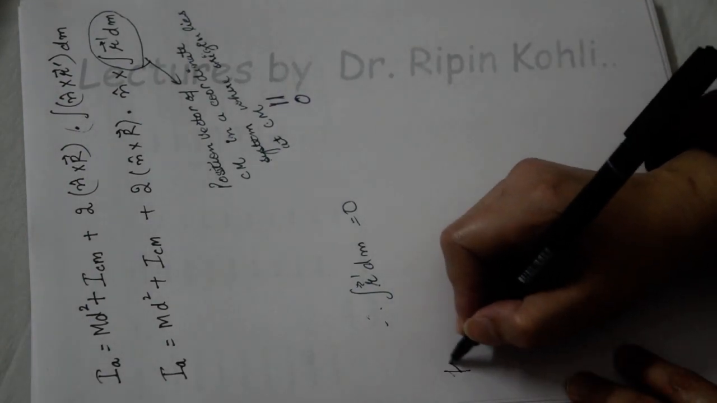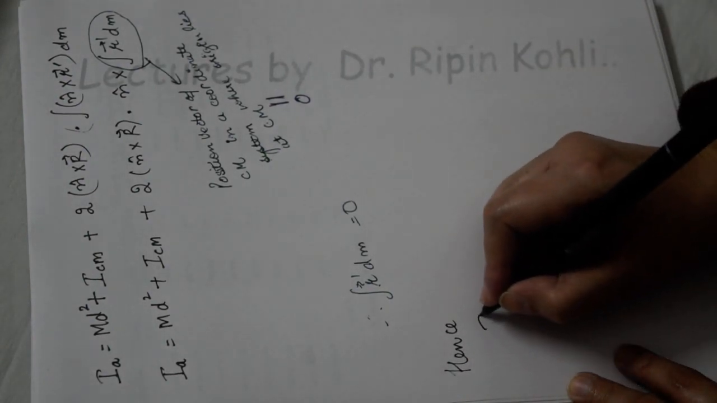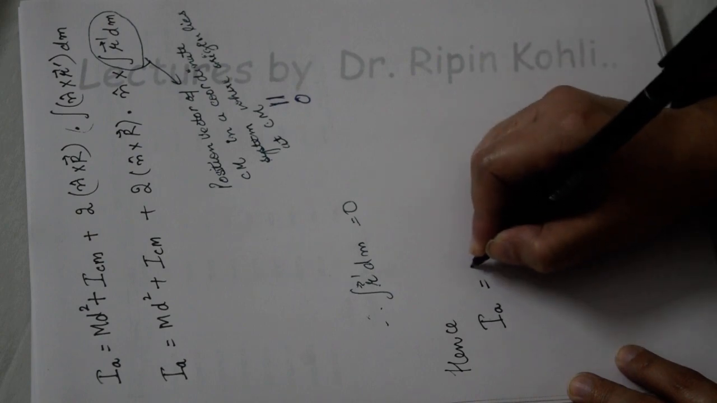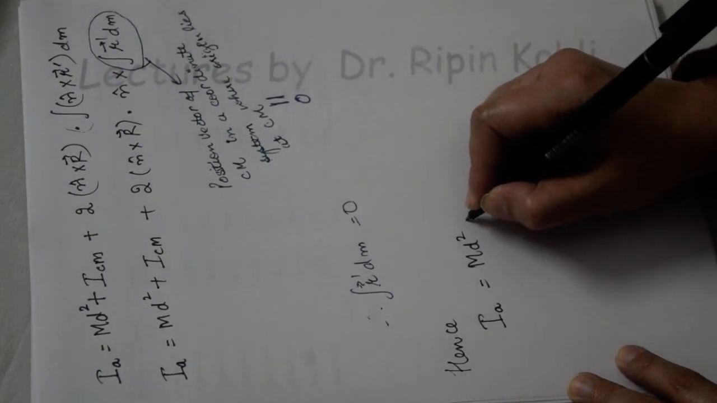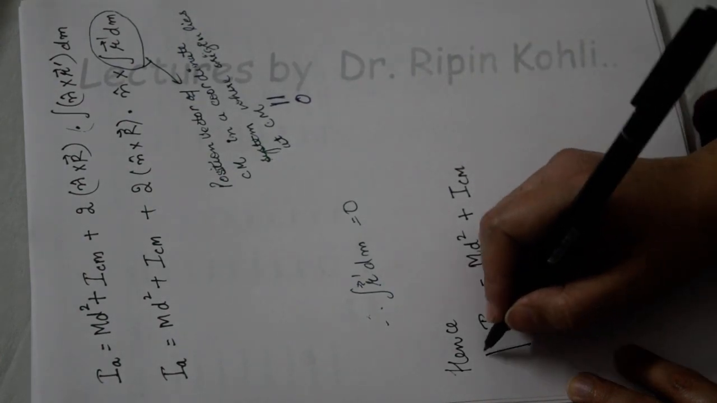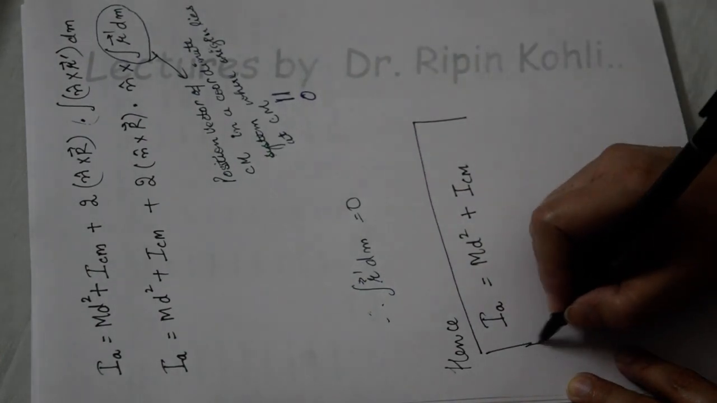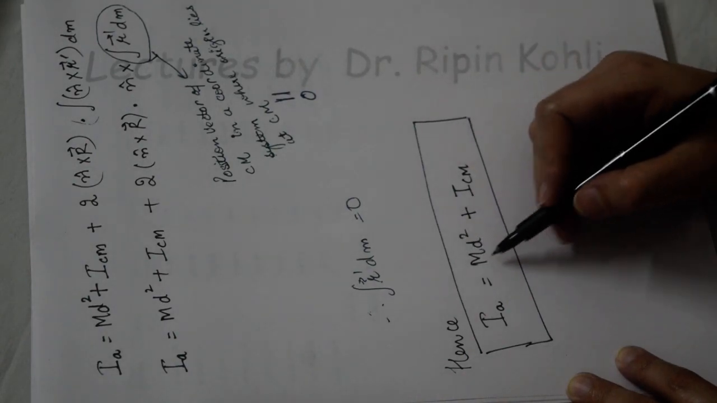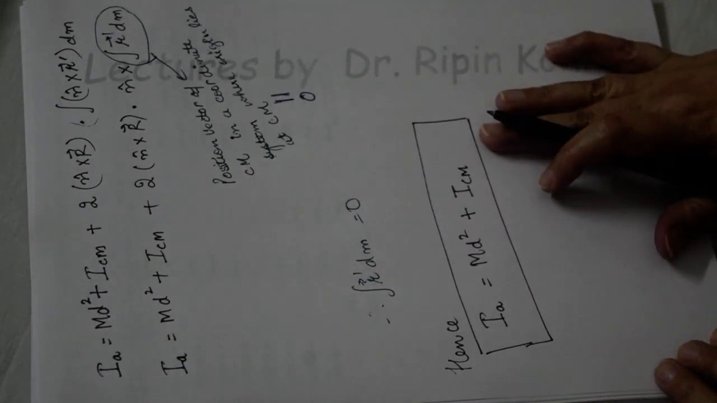Hence the moment of inertia about any axis of a body is equal to the sum of moment of inertia about the axis passing through center of mass and the product of mass and square of perpendicular distance between the two axes.